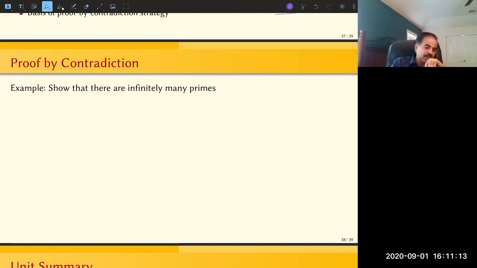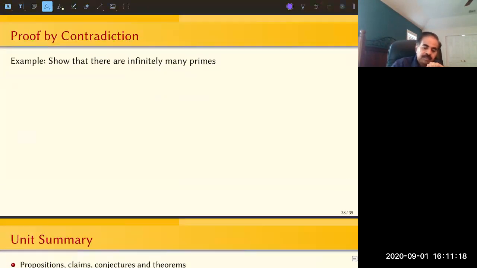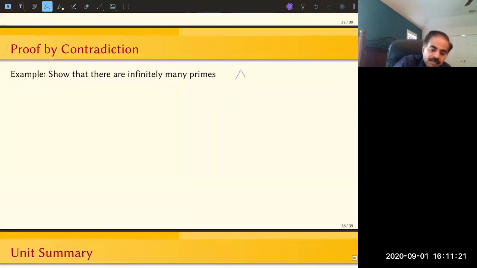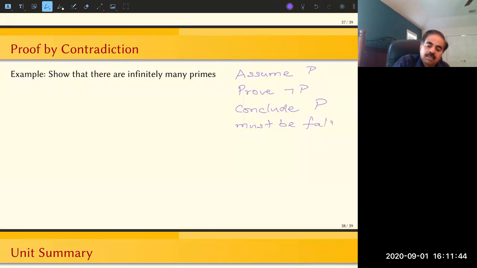In a proof by contradiction, what you can do is assume P, then prove not P, and then you conclude P must be false. So this is one way of proving by contradiction.